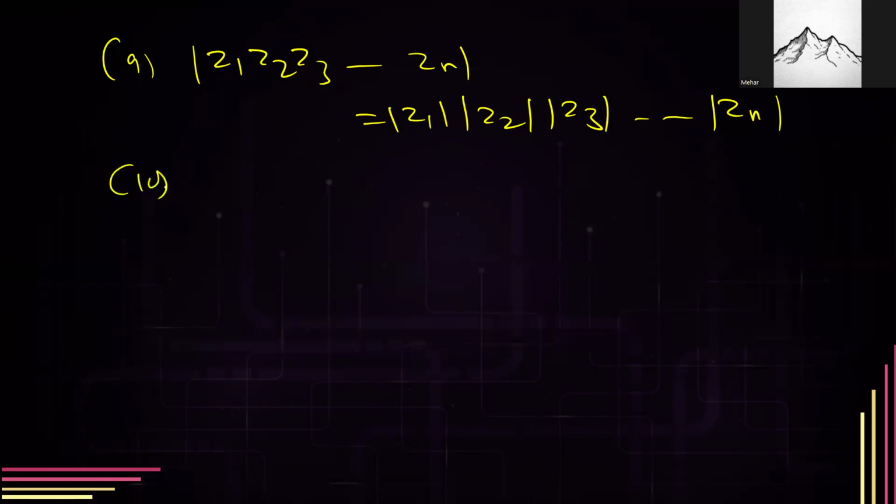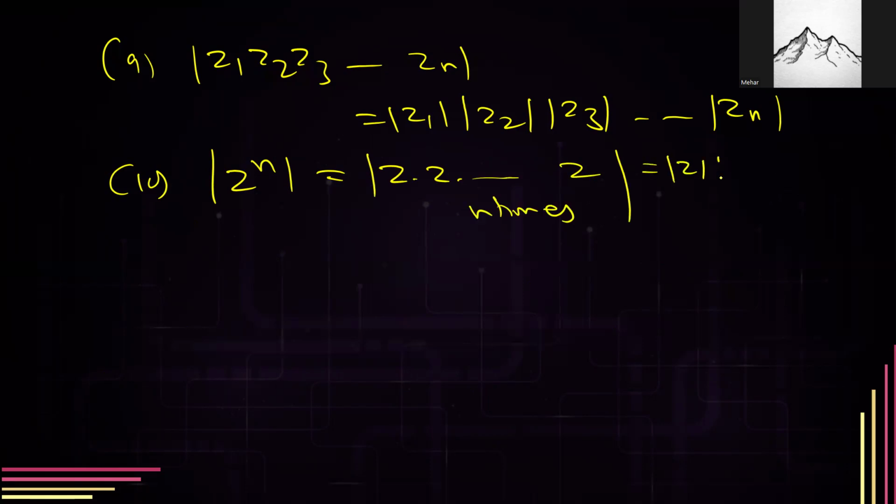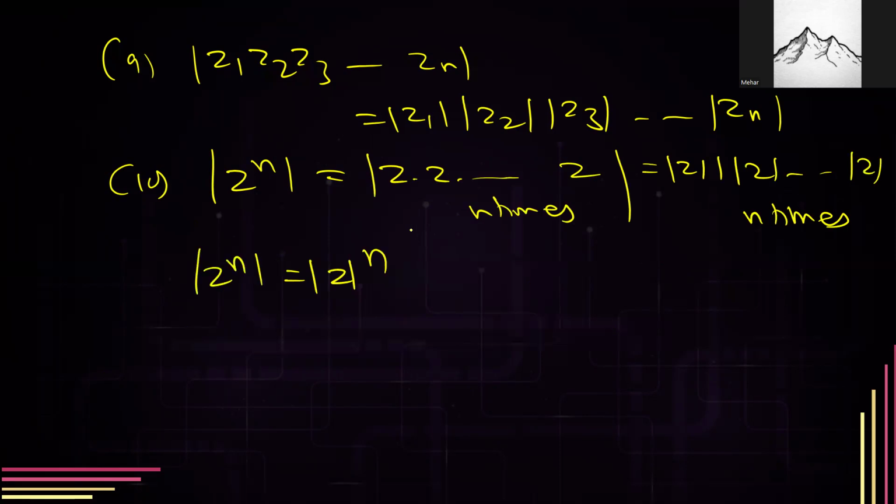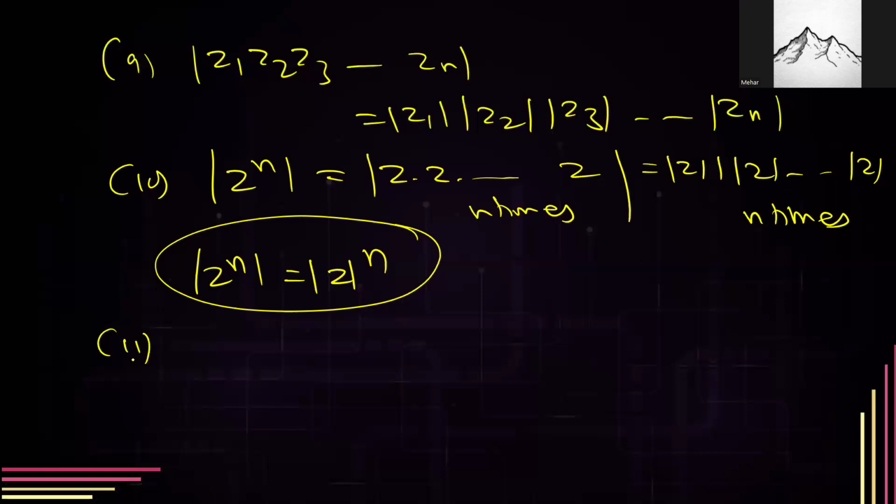So based on this, if I have to write something like modulus of Z power n, then this is mod of Z into Z into Z like this n times. And according to the previous property, you can write this as mod Z into mod Z into mod Z, so on n times. So we can therefore write this as mod Z whole power n. This is property number 10. So modulus of Z power n is the same as mod Z whole power n. Then coming to the 11th property.